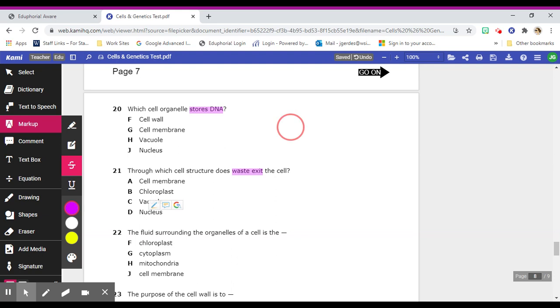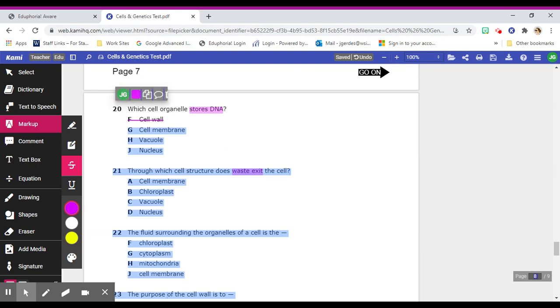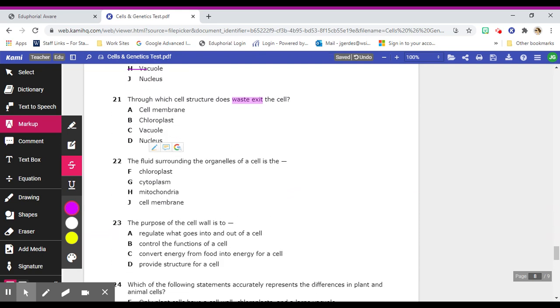Okay, which cell organelle stores DNA? Okay, this is a common question on this test. You should recognize it as the nucleus. We've talked about that. So the answer for 20 should have been J.